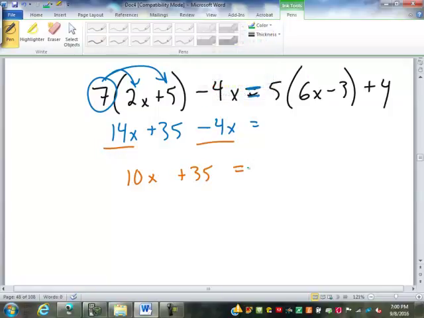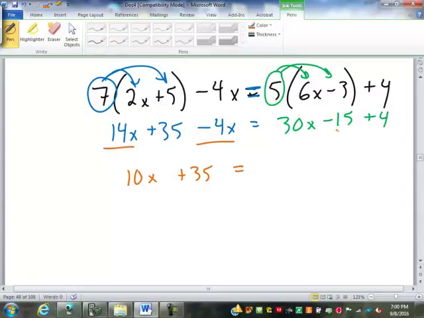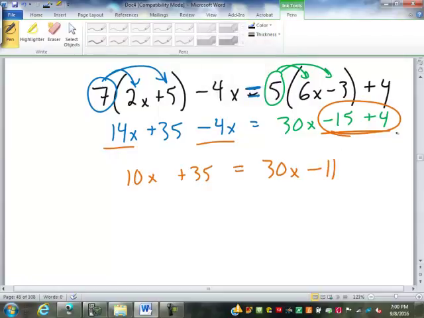So now I go over to the right side. What do I have to do there? Distribute the 5. So 5 times 6x is 30x. 5 times negative 3, negative 15. I still have the positive 4. What can I combine there yet? Negative 15 and the 4. So the 30x doesn't change. Negative 15 and positive 4 makes negative 11. Good. Now I've reduced everything I can on each side.